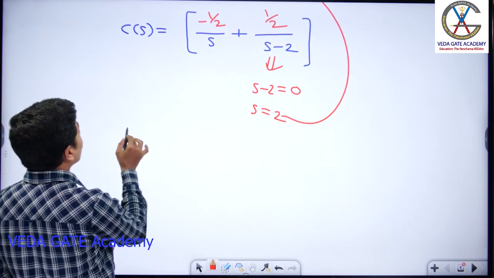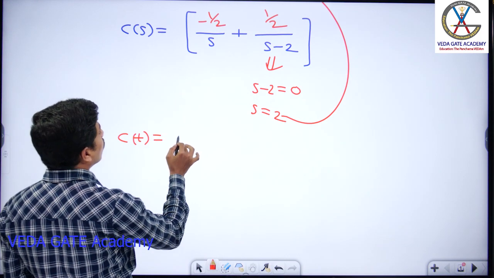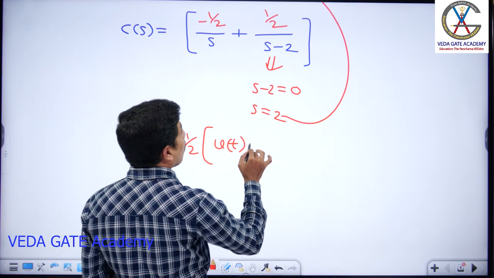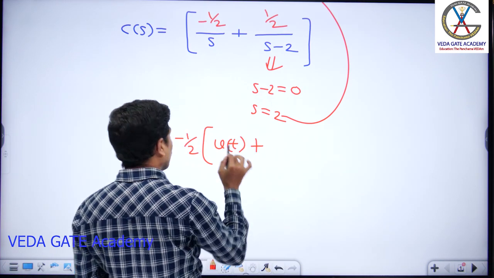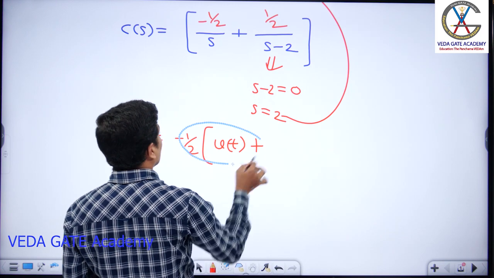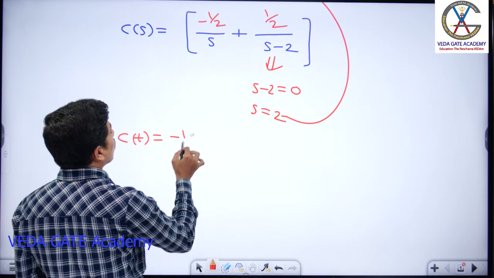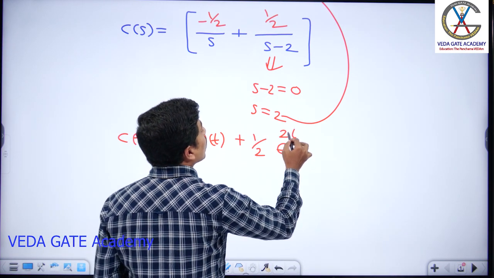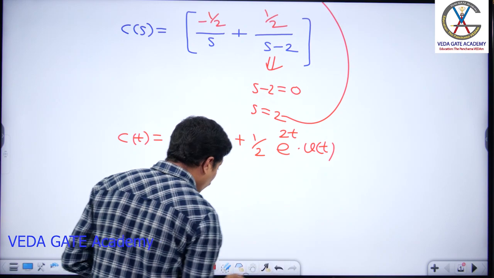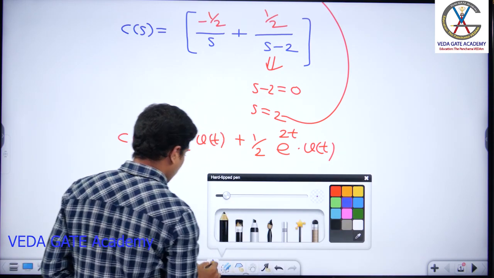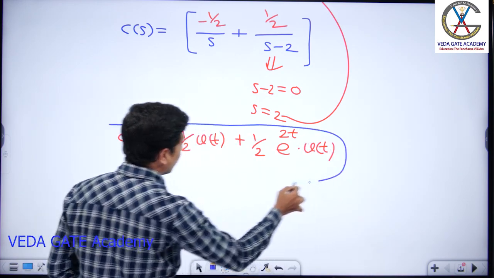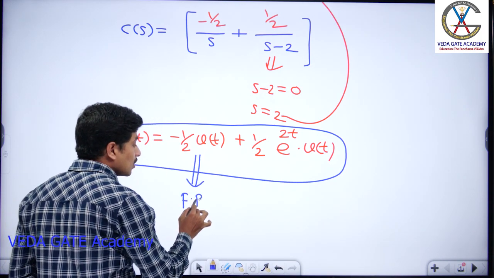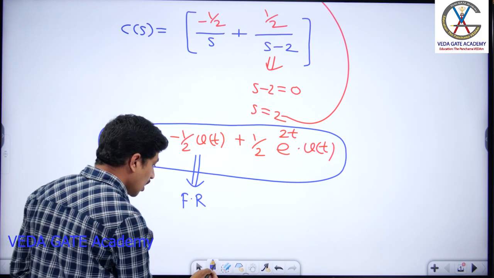Now let's write C of t. C of t is equal to minus 1 by 2 taken outside, 1 by S is u of t, plus 1 by 2 into e power 2t into u of t. So C of t is minus 1 by 2 into u of t plus 1 by 2 into e power 2t into u of t. You must be very good in partial fractions, Laplace and inverse Laplace transforms. Then only you can understand control systems. What is this? This is the forced response. Sir, how do you know that it is the forced response? Observe here.